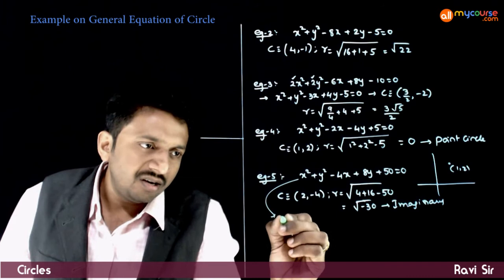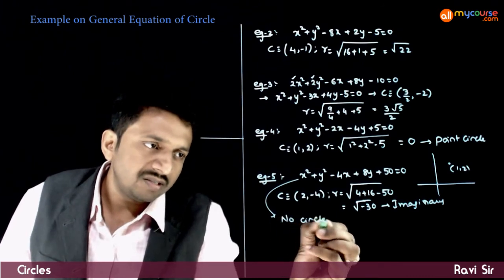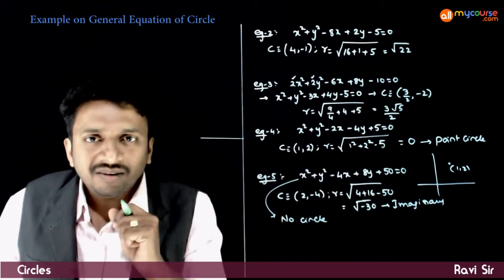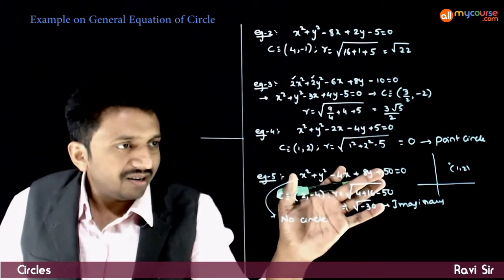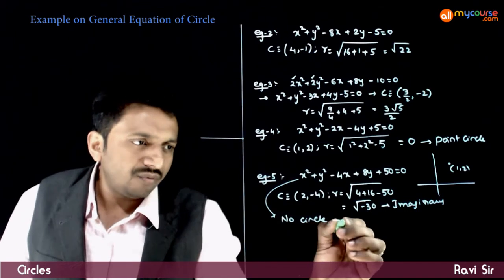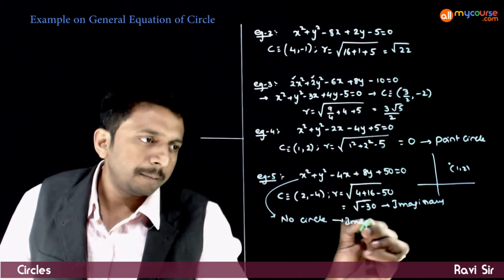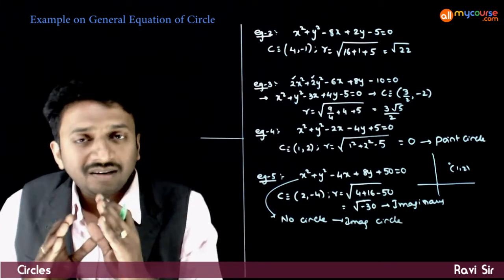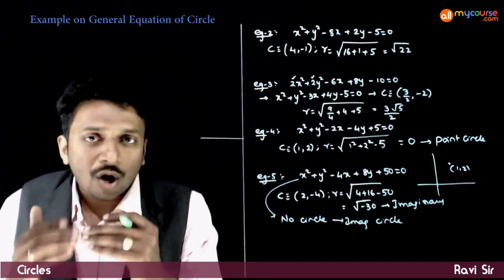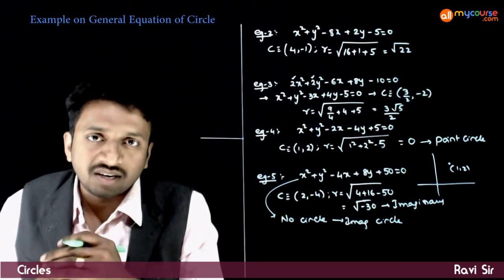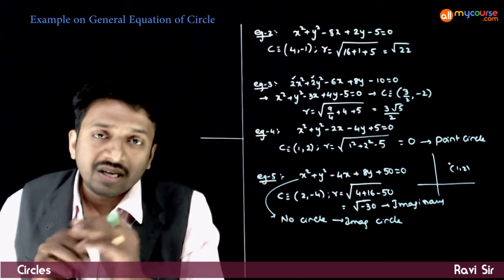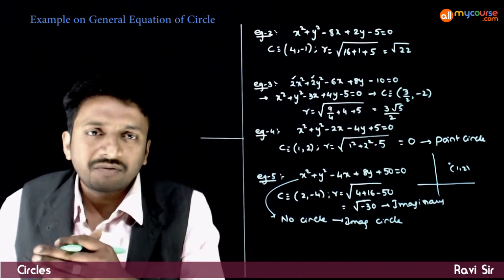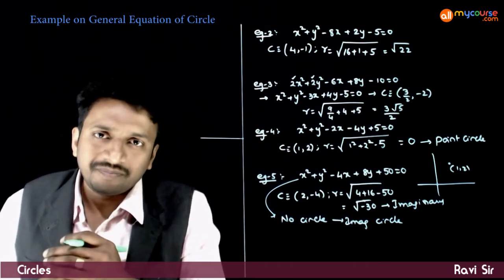It means no circle. But this equation looks like a circle. When you look at it, it looks like a circle. So we call it an imaginary circle. Remember that imaginary circle means there will not be any circle there. You won't have any circle corresponding to this equation. But the equation looks like a circle, so mathematicians have called it an imaginary circle.